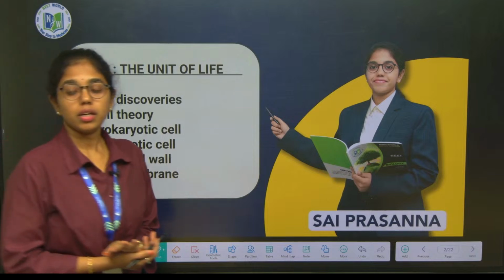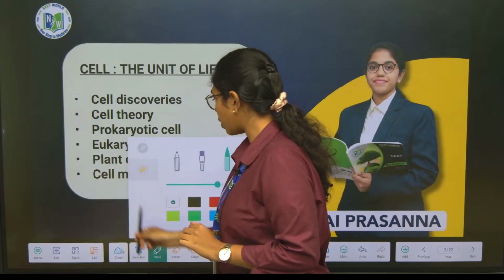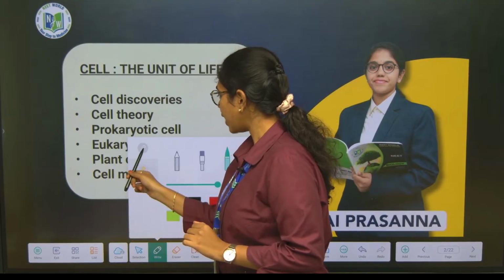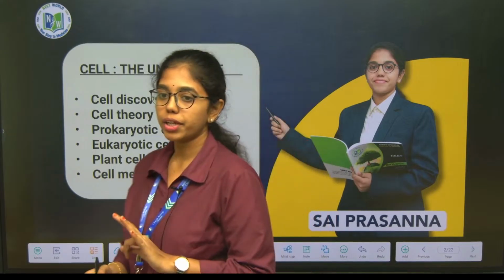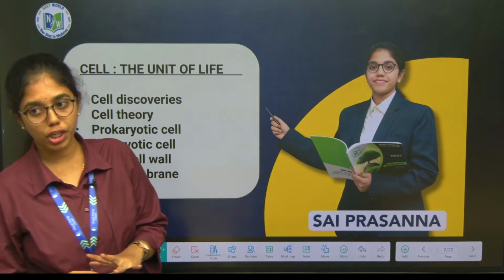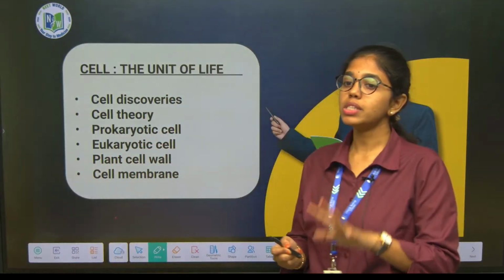Good evening. So yes, today we are going to begin with the chapter Cell the Unit of Life. So far we have completed what? Plant physiology. 3 chapters we have completed: photosynthesis in higher plants, respiration in plants, and then plant growth and development. Now we are going to begin with cell biology.